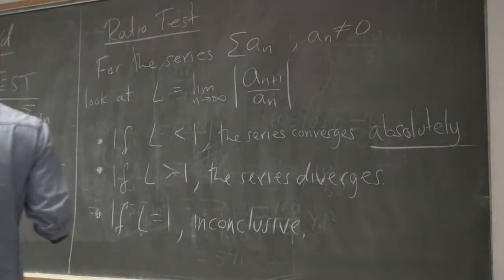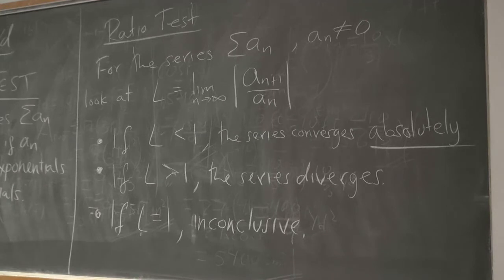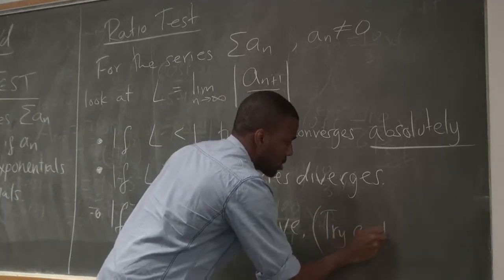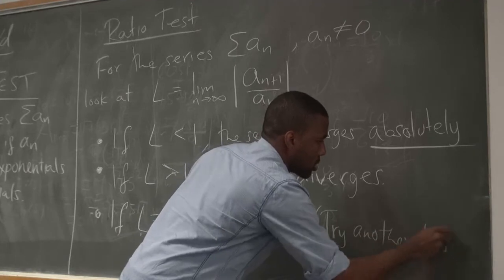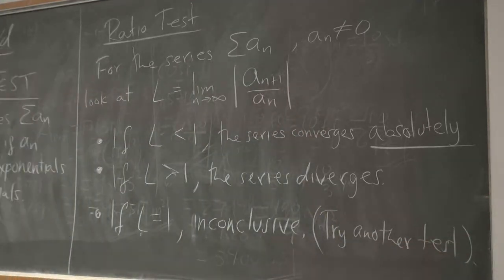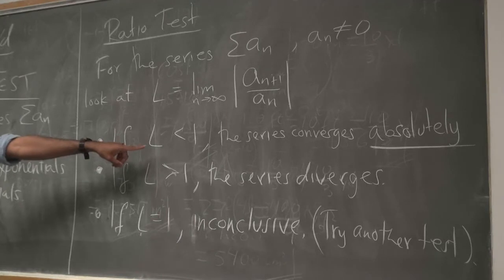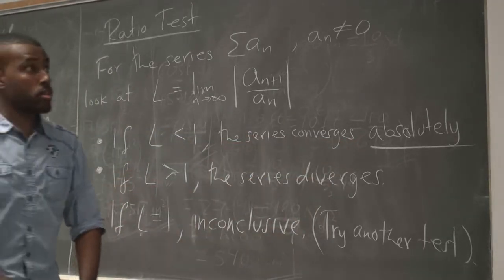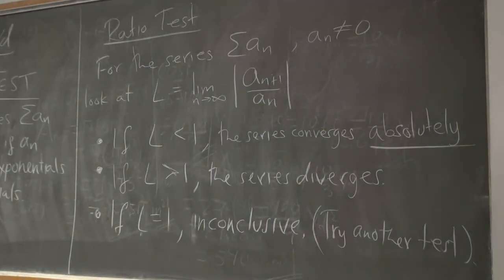Okay, and that is the ratio test. So of course, in this case, your series might diverge as well as it might converge conditionally. You won't know. You have to try another test. Right? 1 is not good enough. But we know if it's less than 1, it will converge, and it will converge absolutely. And if it's greater than 1, it will diverge. So let's do a couple examples where the ratio test might be something you'd want to try.